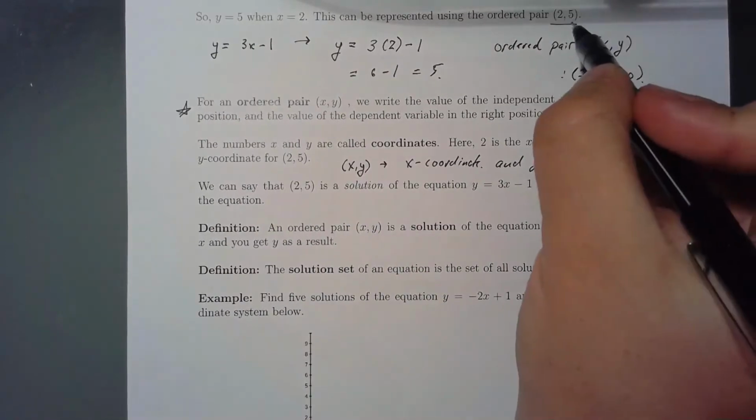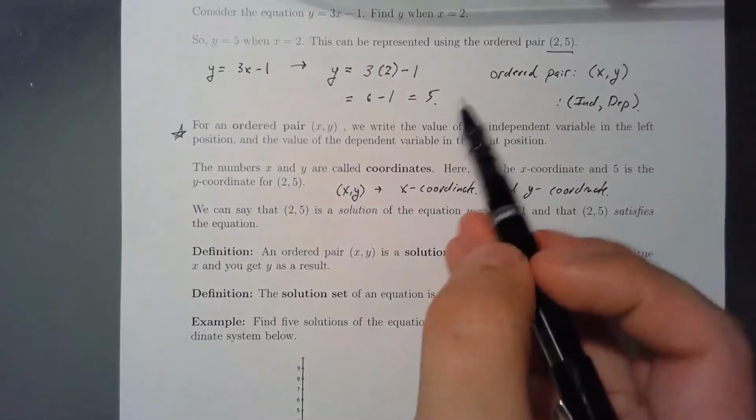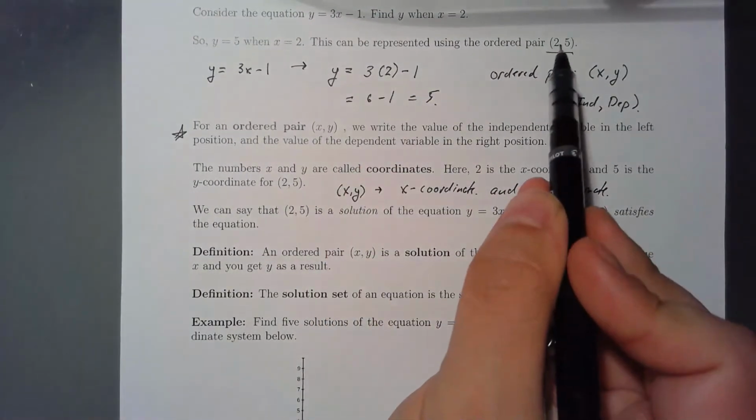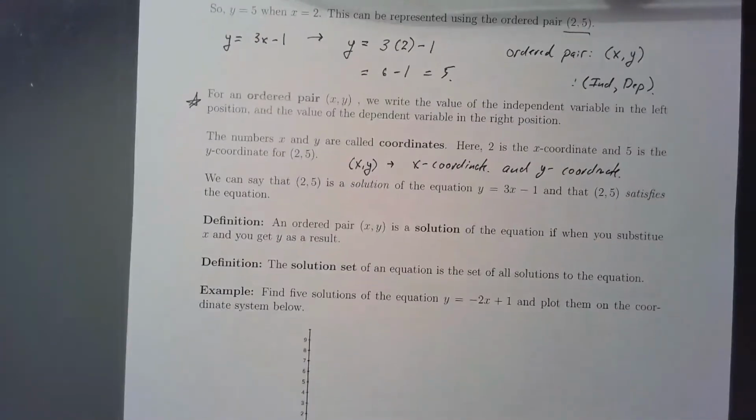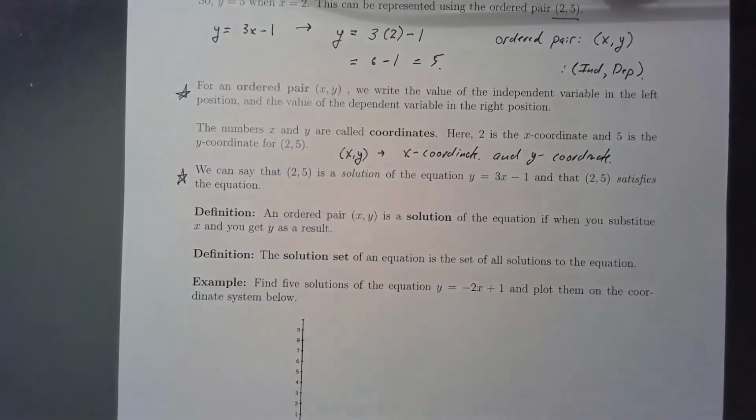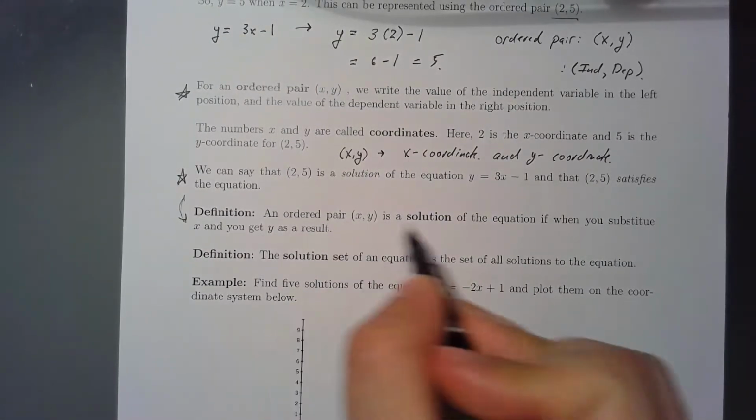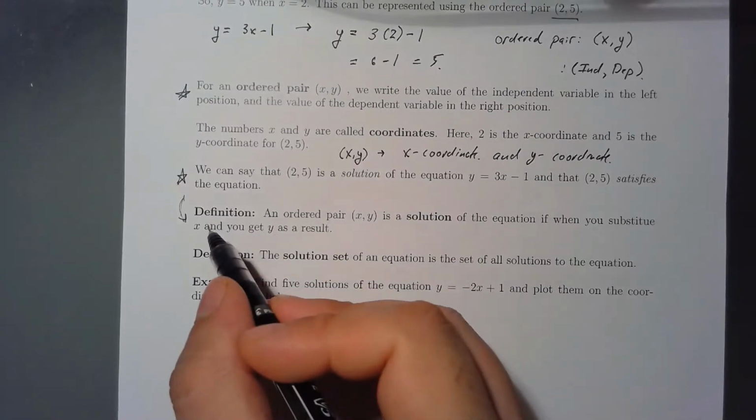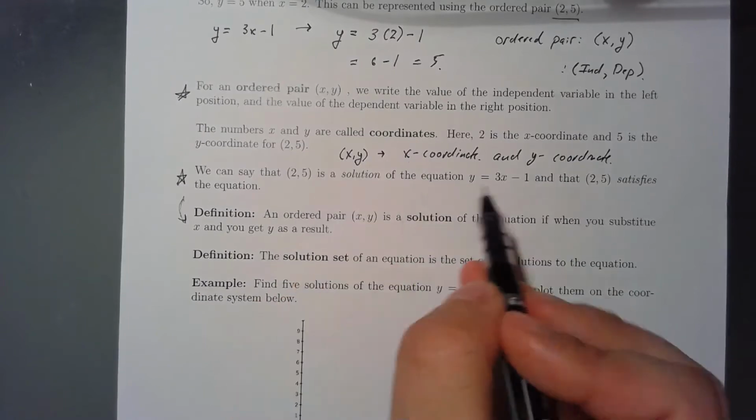This is a solution to the equation because it satisfies this equation. When I plug in 2 and I do the math, I get 5, which is the y coordinate. And that's what I mean right here: when an ordered pair is a solution, when you plug in x, you get y as the result. If you plug in 2, you get 5 in this equation.